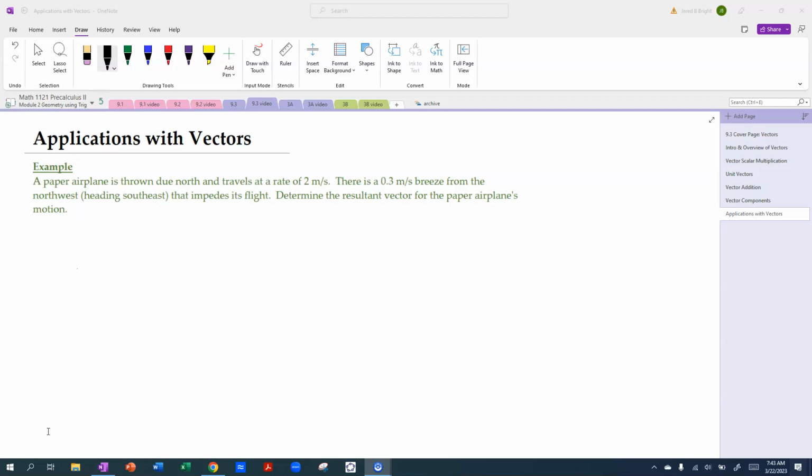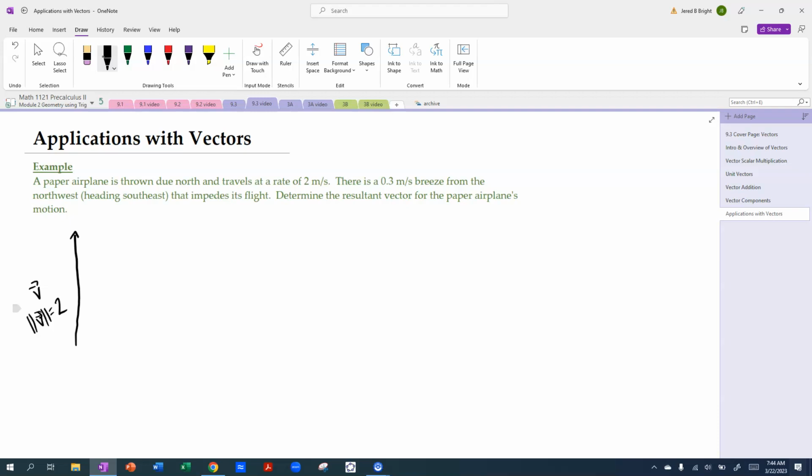So if we just model this using a picture, we want to draw a picture of the motion that's going on here. So we have a vector, and I'm going to call this vector v. We know its direction, it's due north, so we'll interpret that later, but we know that the rate or the amount of travel that it's going with is 2. That's how much speed it has.